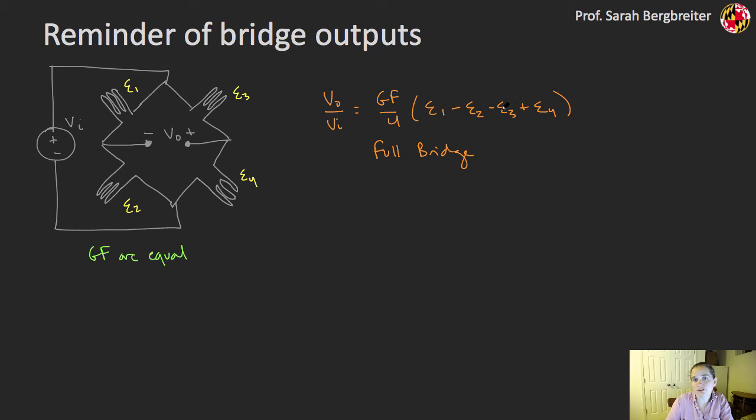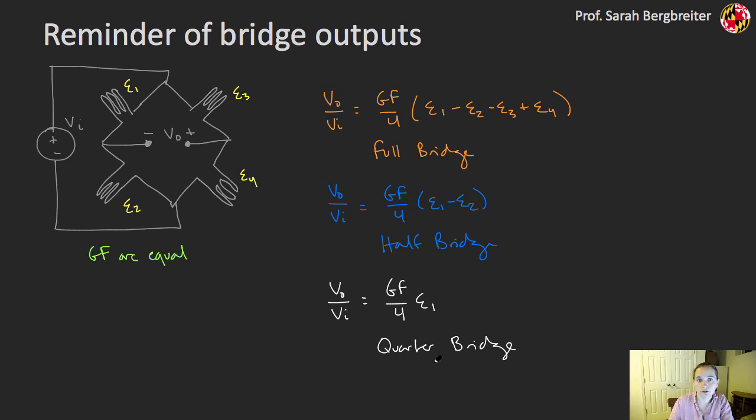Right, that is for the full bridge circuit. For a half bridge, I don't have the epsilon 3 and epsilon 4 terms. Those are replaced by static resistors, so those go to 0. And I'm left with V out over V in is GF over 4 times epsilon 1 minus epsilon 2 for my half bridge. And then finally, for the quarter bridge, I am just looking at epsilon 1. So this is the linearized version of that quarter bridge. I'm going to get GF over 4 times epsilon 1. And that's for a quarter bridge circuit.